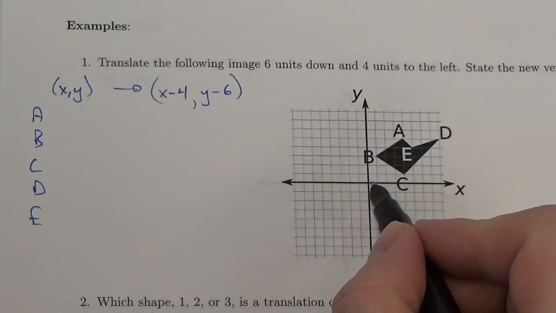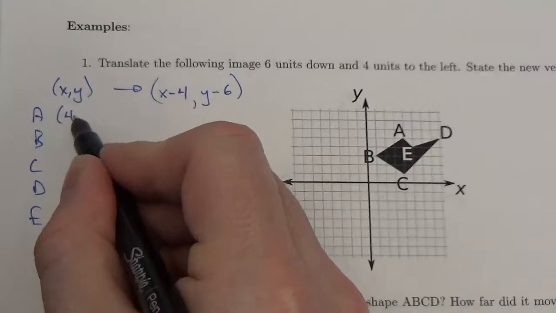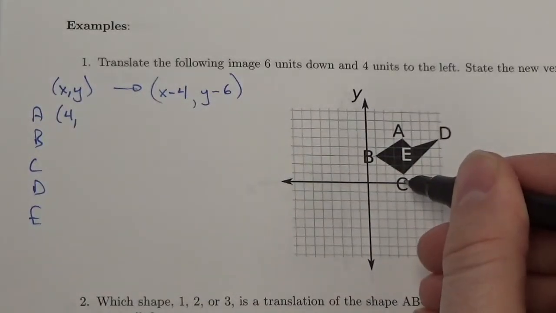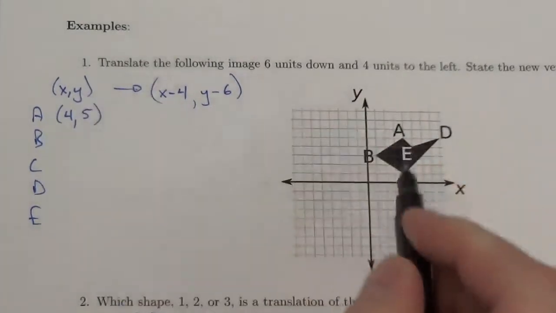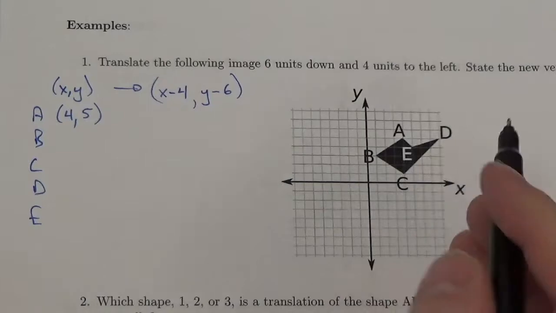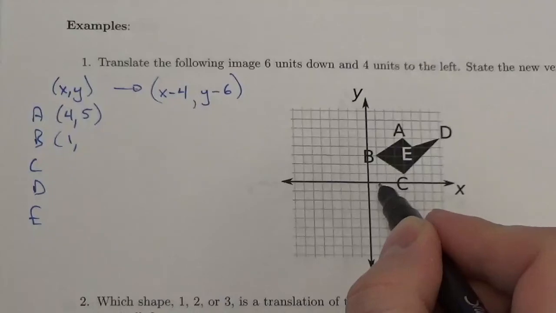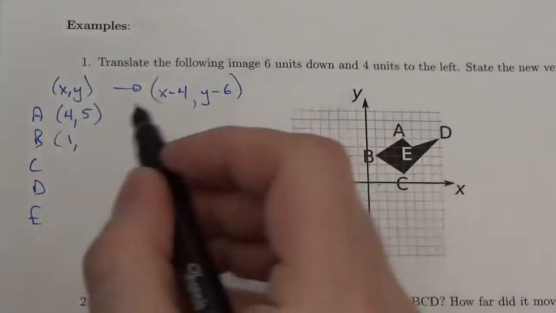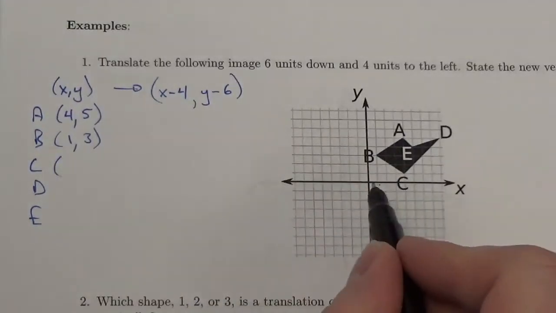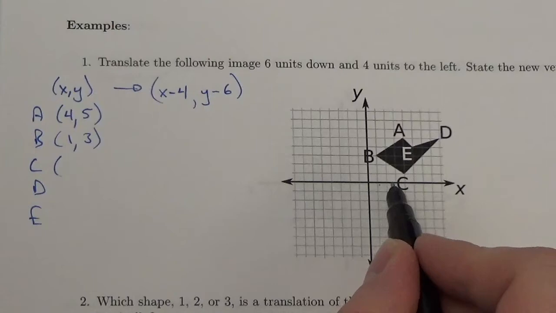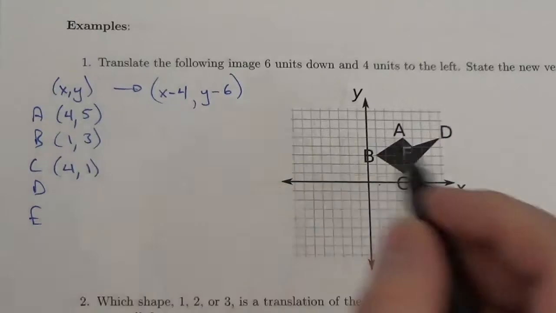To get to A, starting from the origin, 1, 2, 3, 4. So 4 comma, and then from the x-axis I'm going to go up 1, 2, 3, 4, 5. So A is the point 4 comma 5. To get to B, I go 1 horizontally, 1 to the right, and then up 1, 2, 3 to get to B. For C, I go from the origin 1, 2, 3, 4 to the right, so positive 4, and then I only go up 1 to get to C.